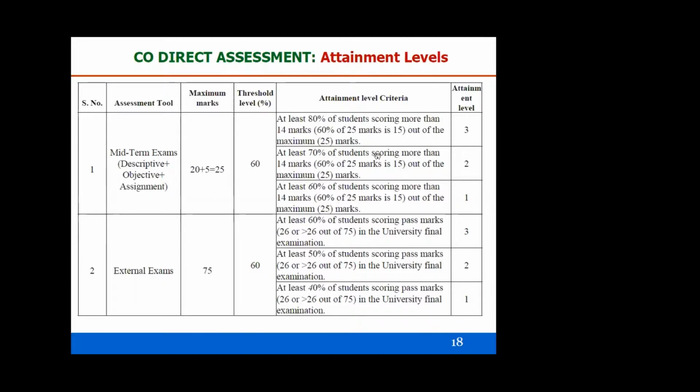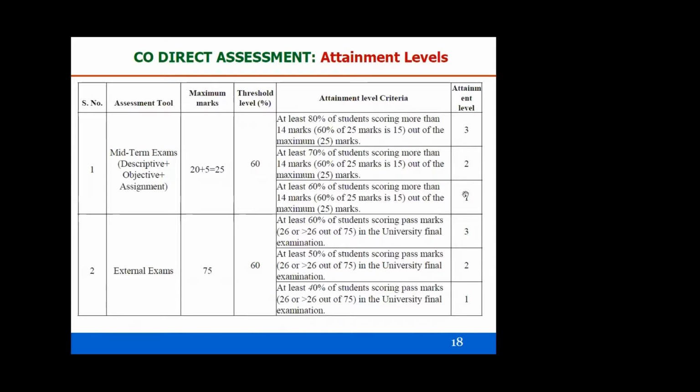Then you can take some lower level range. So at least 70% of students scoring more than 14 marks. That means here at least 80 and above is level 3, then at least 70 means 70 to 79, so everything in between comes under this one. That you can make a level 2. Then at least 60% of students scoring more than 14 marks, so this you can make the least level.